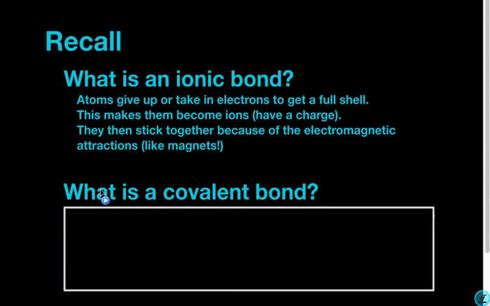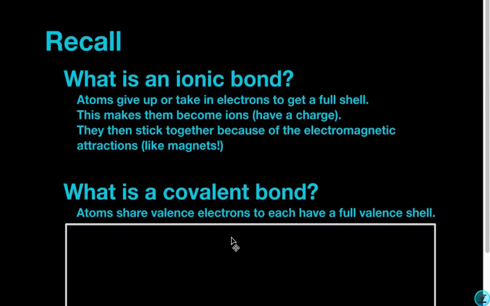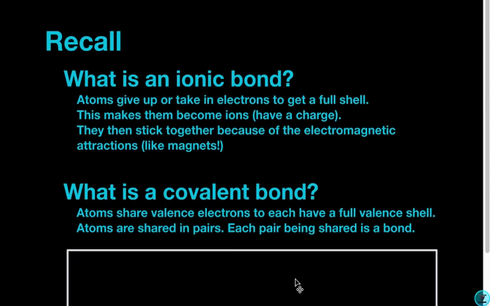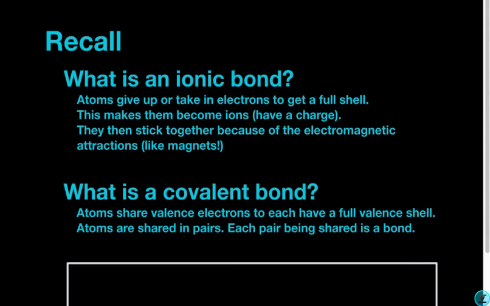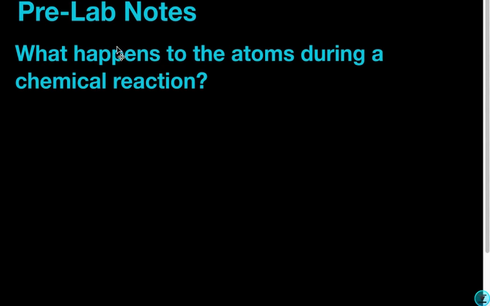Now I'm going to show you what I think a covalent bond is. That's when atoms share valence electrons. Okay, there's a sharing. Both atoms are going to be holding on to a pair of electrons. Remember, they're always going to share in pairs. One atom will give one electron, the other will give one, and they'll share that pair together in order to get a full valence shell. As I said, the atoms are going to share electrons in pairs, and each pair of electrons is considered one covalent bond. All right, let's move on to some pre-lab notes here.